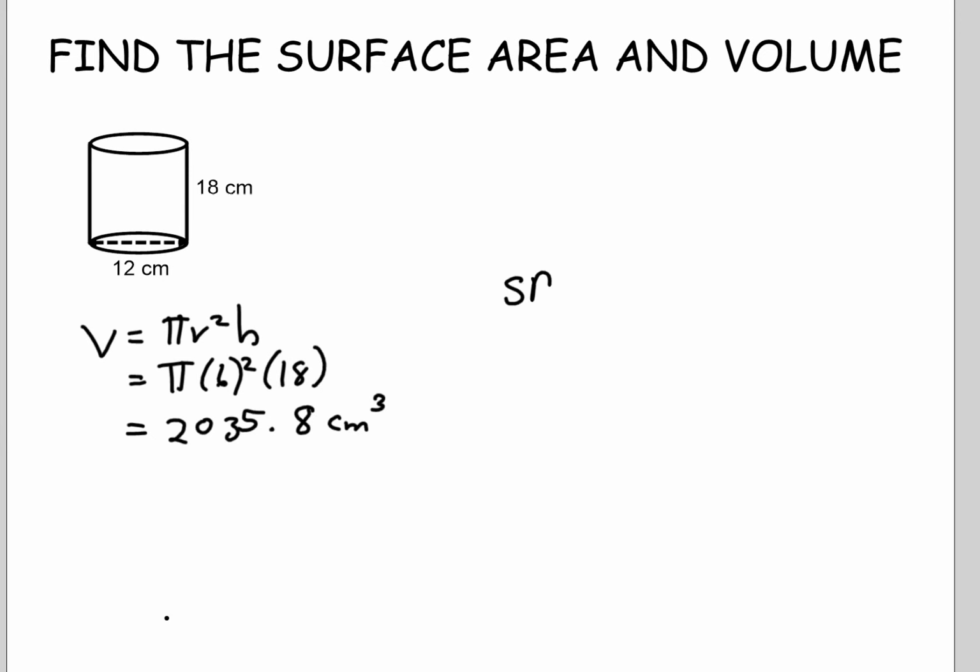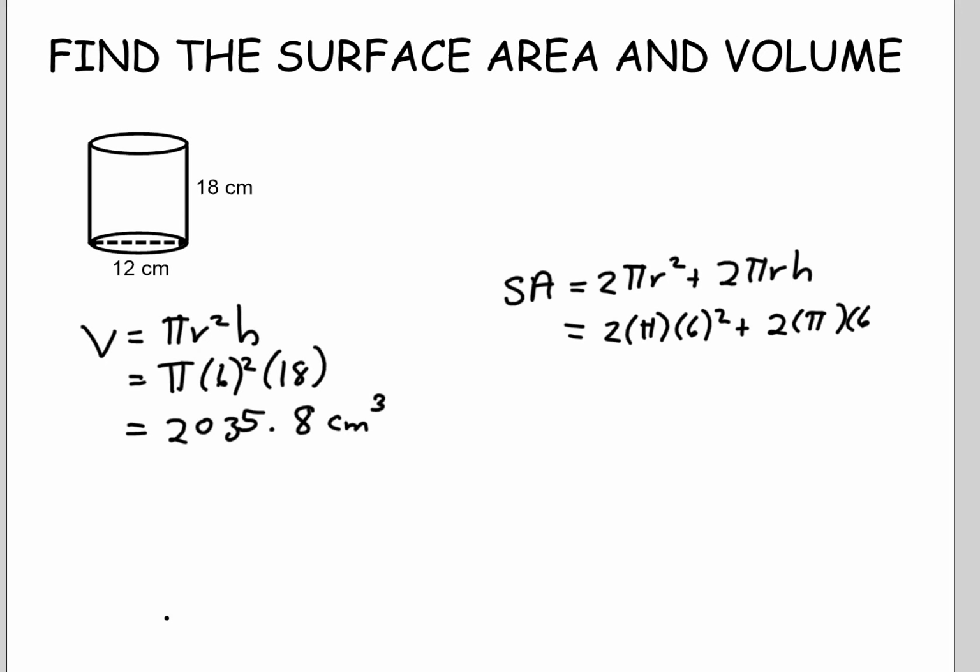Surface area is 2 pi r squared, that's the top and the bottom, plus 2 pi r h, or this is actually the same as pi times diameter times height. Both of those are fine. And then again, we just substitute in, so 2 times pi times radius squared, plus 2 times pi times radius times height, and we figure out, whoops, that should be pi. We figure out what each of these pieces is equal to.